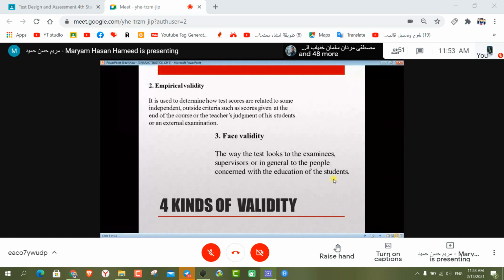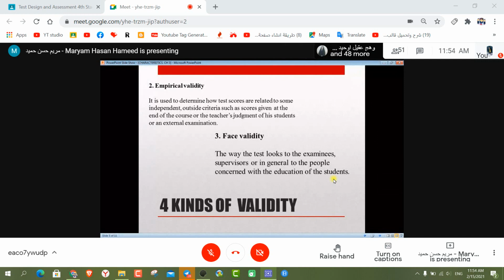Face validity: the test looks right to the examinees or supervisors. Here is the design of your test, the style of your test, the form or shape of your test. Okay, face validity, this is so important also.